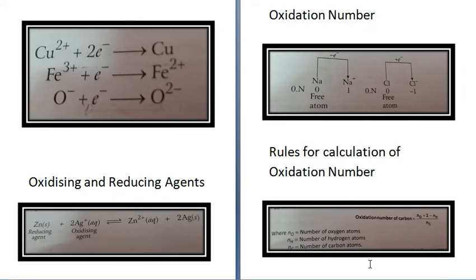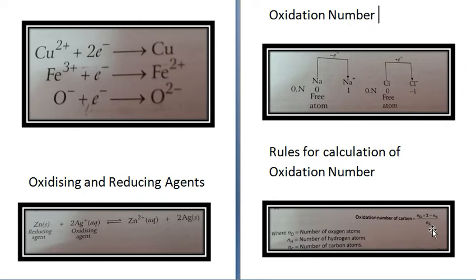Okay. Now, in an organic compound containing carbon, hydrogen and oxygen, the oxidation number of carbon can be determined by a formula, which is given here. Oxidation number of carbon is equal to (NO into 2 minus NH) divided by NC, where NO is the number of oxygen atoms, NH is the number of hydrogen atoms, and NC is the number of carbon atoms.